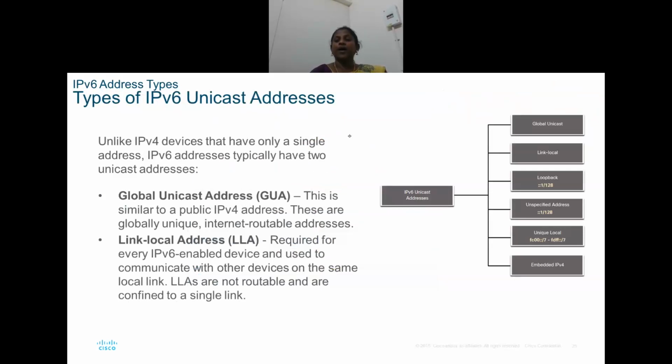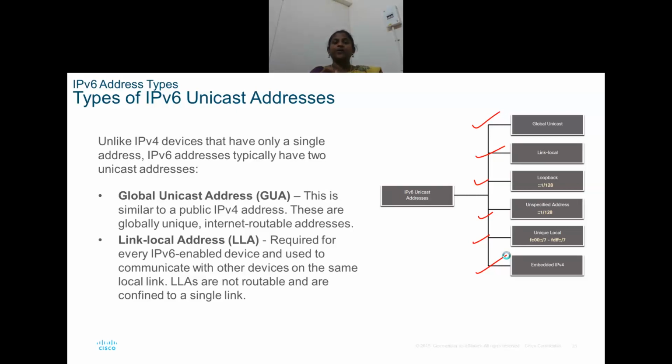So there are many other IP addresses also available which are called global unicast, link local, loopback, unspecified, unique local, and embedded. So among these, in our portion, we are going to concentrate more on global unicast and the link local address. All right. So global unicast is nothing but it is like your public IP address. So it is routable in the internet. All right. It is a unique ID given to your device. So in the whole world, one IP address is given to you, especially for your usage. That is called the global unicast address.